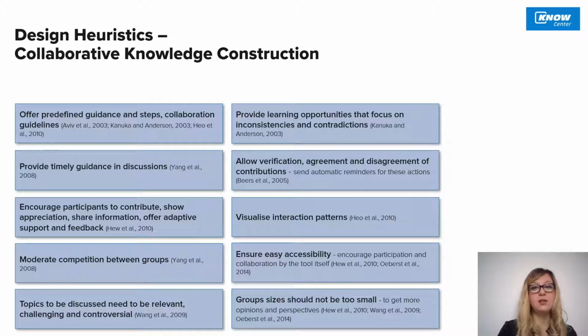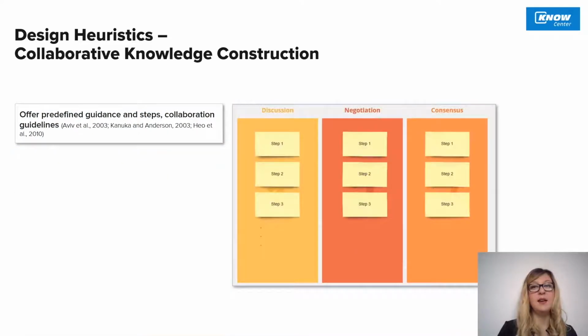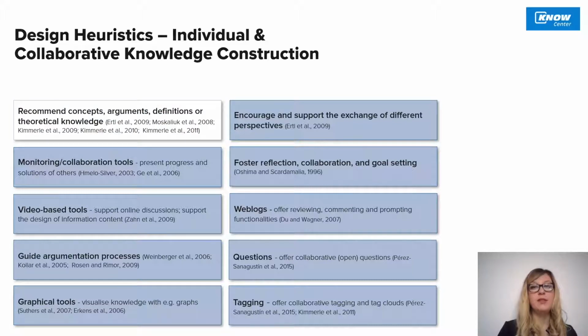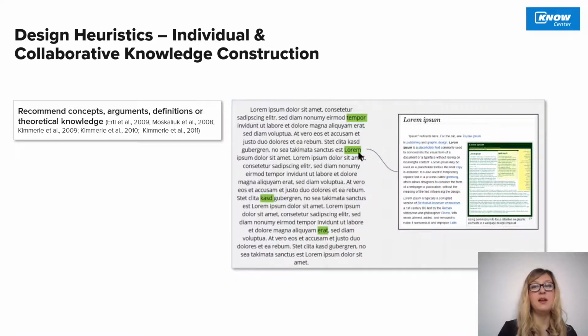Collaborative knowledge construction is supported by 10 design heuristics, such as offering predefined guidance, steps, and collaboration guidelines. 10 different design heuristics supported both individual and collaborative knowledge construction. For example, the recommendation of related concepts, arguments, definitions, or further theoretical knowledge.